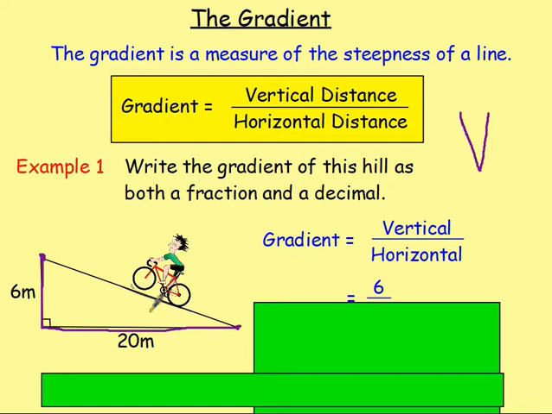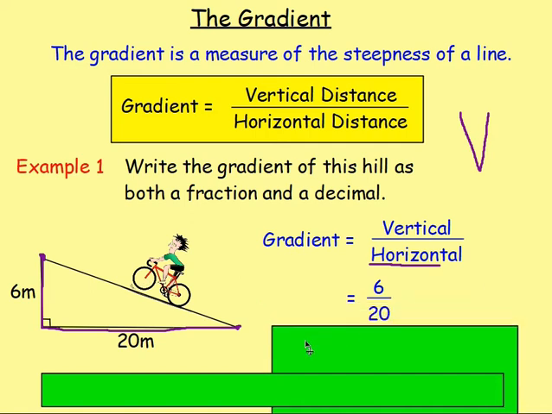And we're dividing that by the horizontal distance. For the horizontal, think of the word horizon. Imagine if you're in a boat at sea, you look out to the horizon, it's that straight, flat line in the distance. So the horizontal distance, the straight flat line there, would be 20. So we do 6 divided by 20.